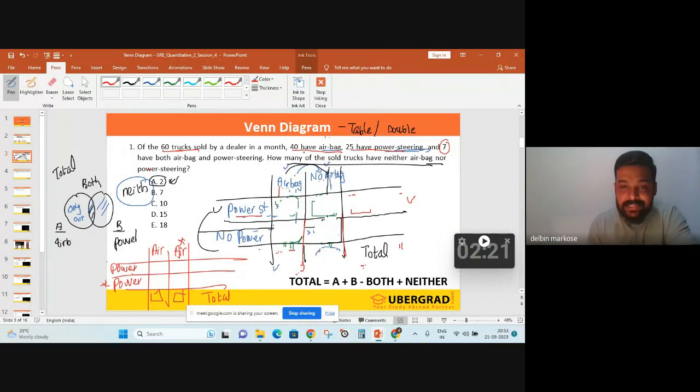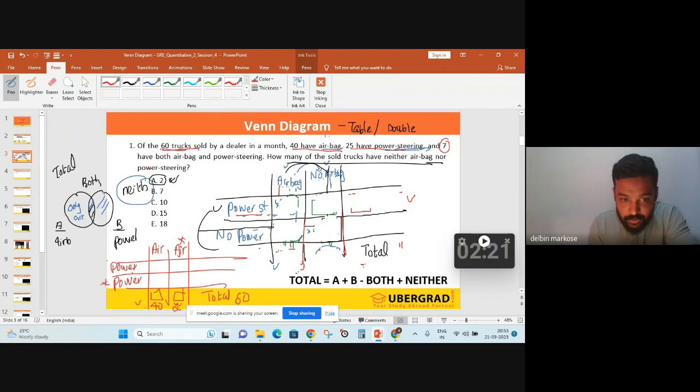So first statement, they said 40 have airbag. So they're talking about here 40. So we know 40 plus something, and total number it's given 60. So you know 40 plus some value, you have to get 60. So this will be 20. And 25 have power steering. This is the total number of power steering, 25. We know that 25 plus some value, you have to get 60. Or you can say 60 minus 25. That will be 35.